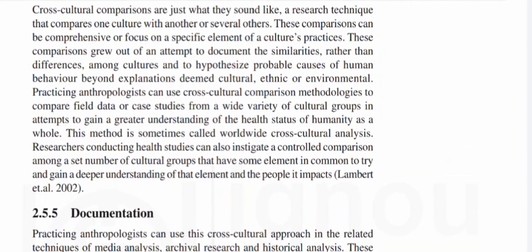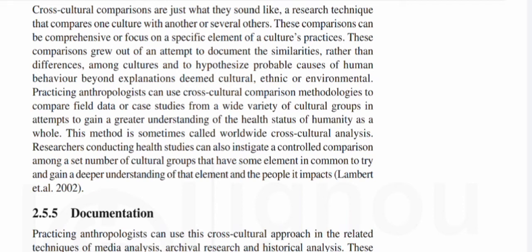Cross-cultural comparisons. Cross-cultural comparisons are just what they sound like, a research technique that compares one culture with another or several others. These comparisons can be comprehensive or focus on a specific element of a culture's practices. These comparisons grew out of an attempt to document the similarities rather than differences among cultures, and to hypothesize probable causes of human behavior beyond explanations deemed cultural, ethnic, or environmental.